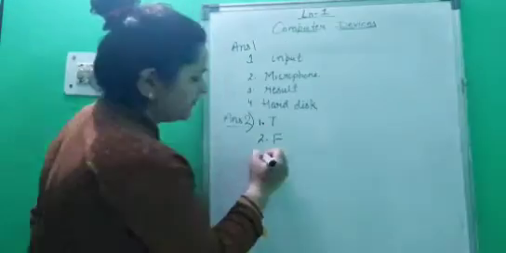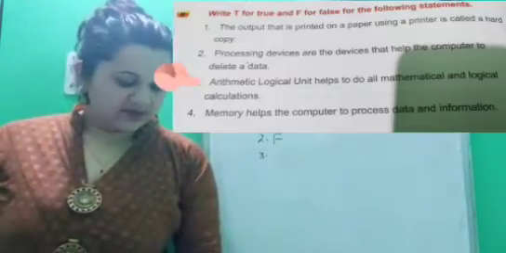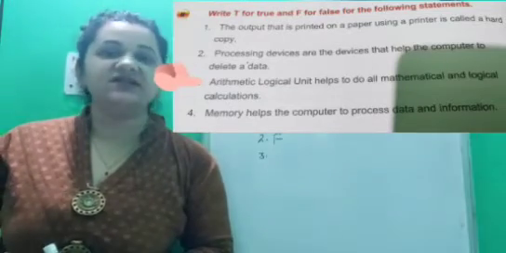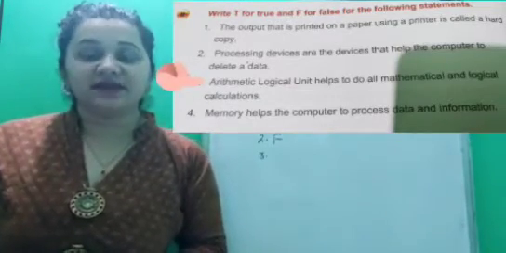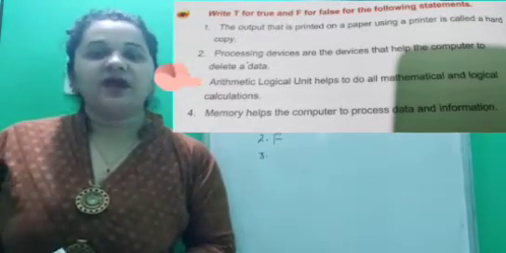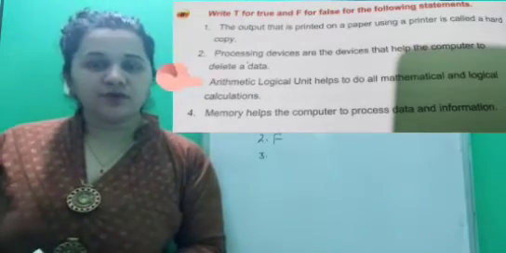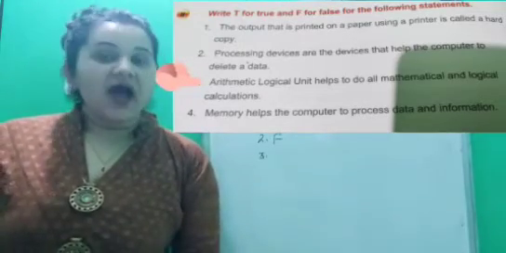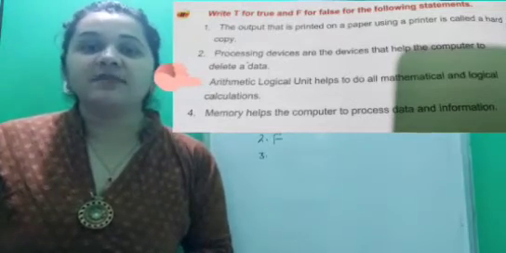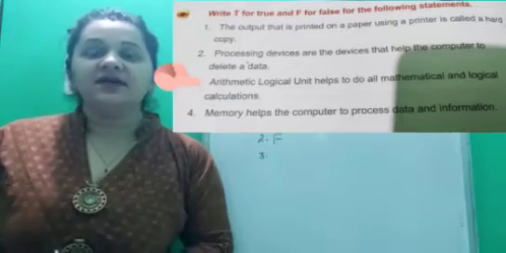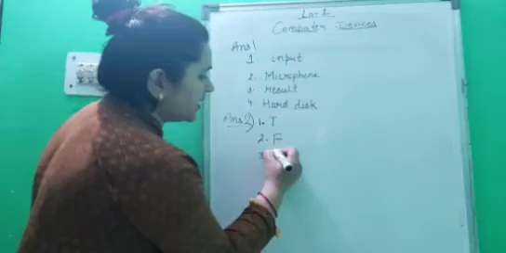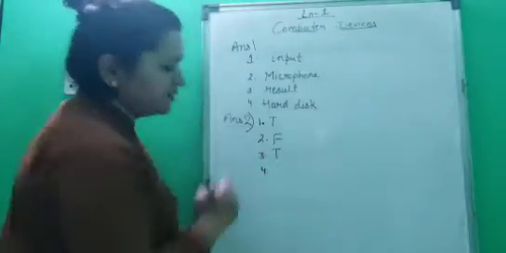Write down F. Now third one: arithmetic logical unit helps to do all mathematical and logical calculations. Children, we have studied that the CPU is divided into 3 parts: ALU, CU and MU. Arithmetic logic unit, control unit and memory unit. So, the arithmetic logic unit is the part of the CPU that helps in solving the mathematical calculations and resolving the logical questions. So this statement is true. Write down T.